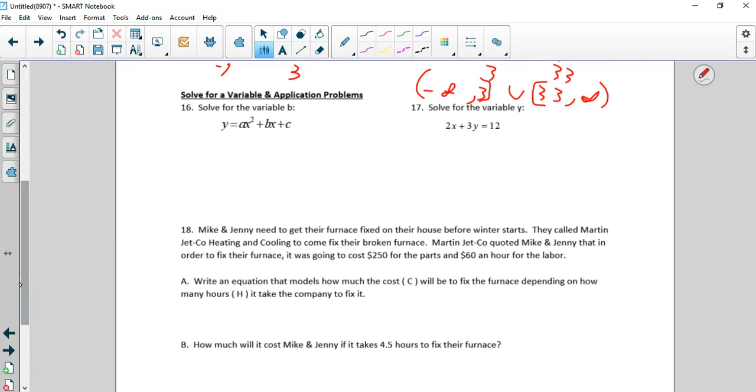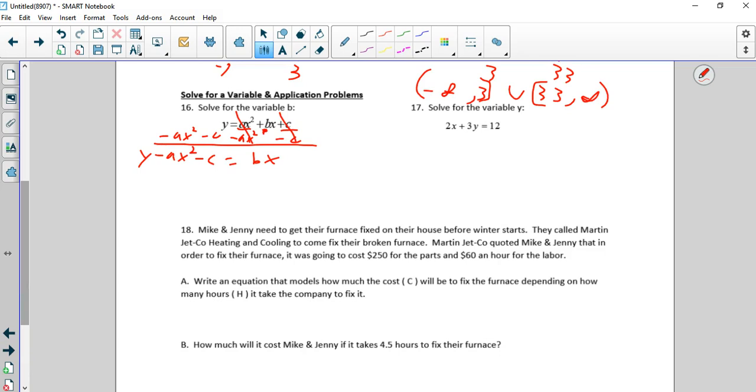16, solve for another variable. So it says solve for b. That's right here. Well, a lot of stuff attached. The ax squared is attached by addition, and so is the c. So I'm going to do it all in one fell swoop. I'm going to minus ax squared and minus c, both sides. What I end up with is y minus ax squared minus c equals b times x.